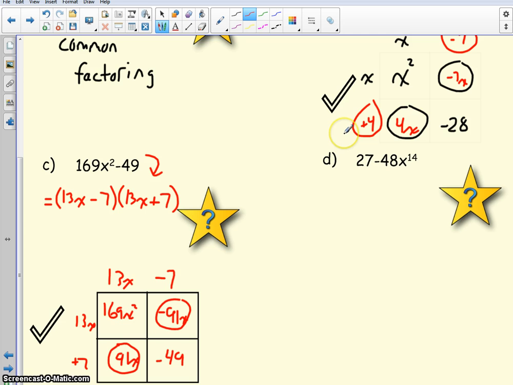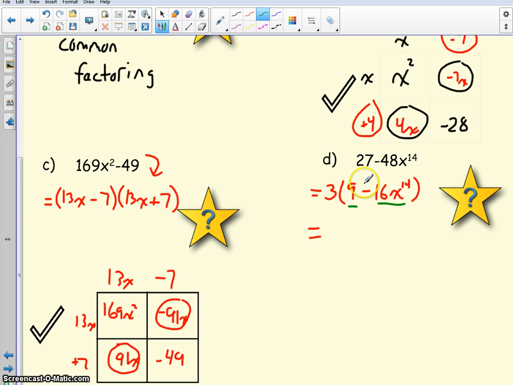One thing you always have to remember though, the first thing you should always look for when you're factoring is to see if there's a common factor first. And if you look between 27 and 48, both of those are divisible by 3. So we're going to factor out a 3 from this one, and that's going to leave me with 9 minus 16x to the 14, which looks slightly better, not super better, but slightly better. The nice thing though now is when you look at it, what's left over here, this 9 and this 16x to the 14, are both perfect squares.